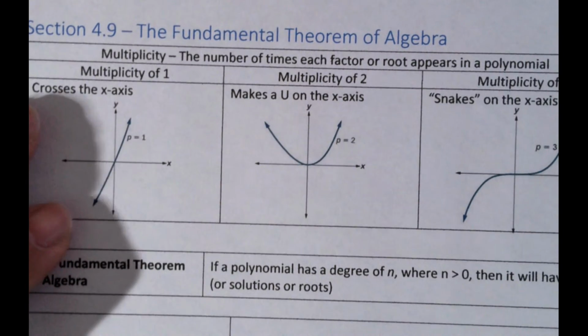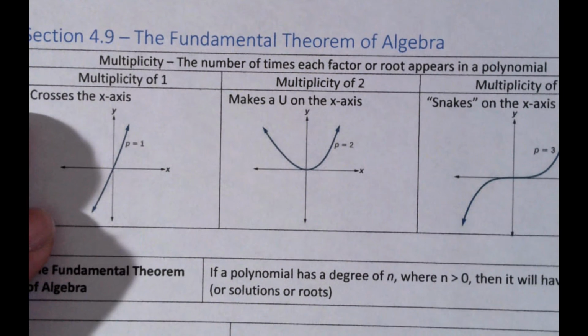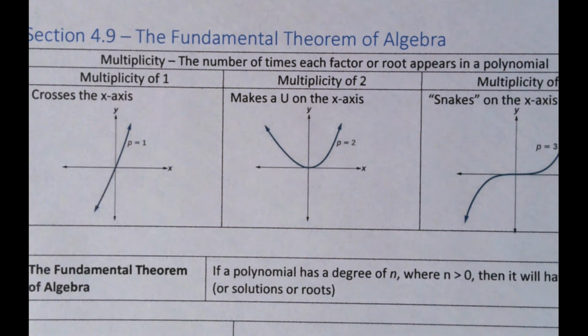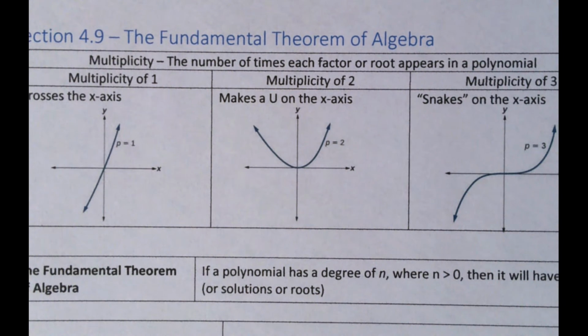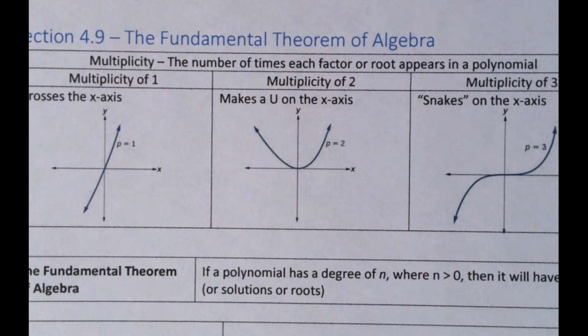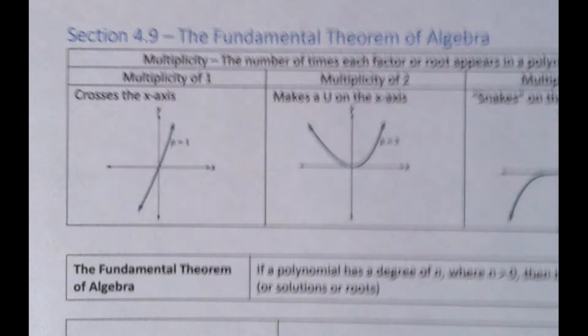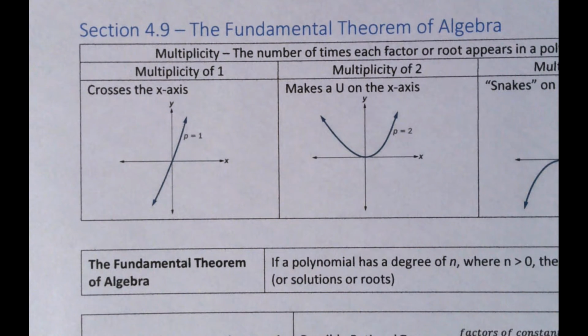All right, this is section 4.9, Fundamental Theorem of Algebra. Multiplicity has to do with the number of times each factor or root appears in a polynomial, okay? And then we talk about what it looks like on a graph. So it's the easiest way to solve a problem if you know how many times that root counts.